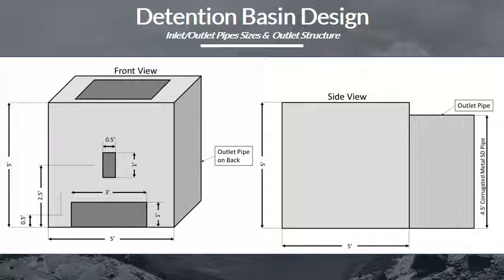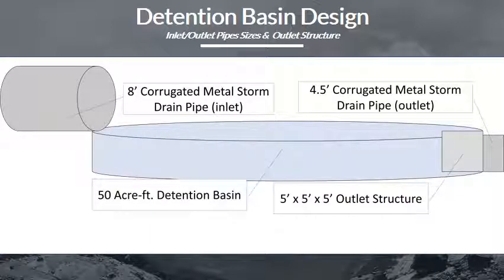Regardless, I went on to develop the design of an outlet structure based on my work. The final design was a 5 foot by 5 foot by 5 foot box with 2 orifices to allow for water to drain. So here's the drawing of what the final detention basin design would look like. Of course, it is not to scale, but it provides a good representation.